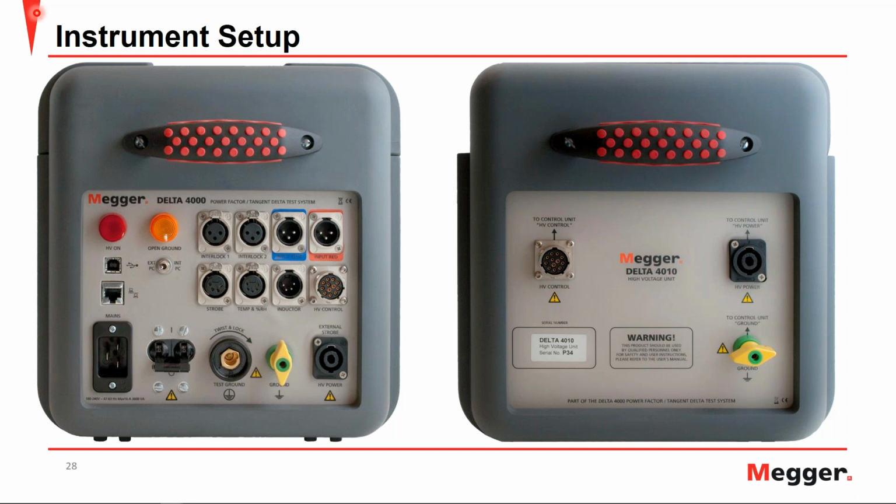So here we have the side view of the Delta 4000 with the control unit on the left here and the high voltage unit on the right now. So going through, we can see this is where we plug in our mains to the unit. Here we have our communication through Ethernet or USB, whether you want to control the unit externally or through a PC. And speaking of that, you have your control switch here that allows for either external control through a PC or the internal PC if included.